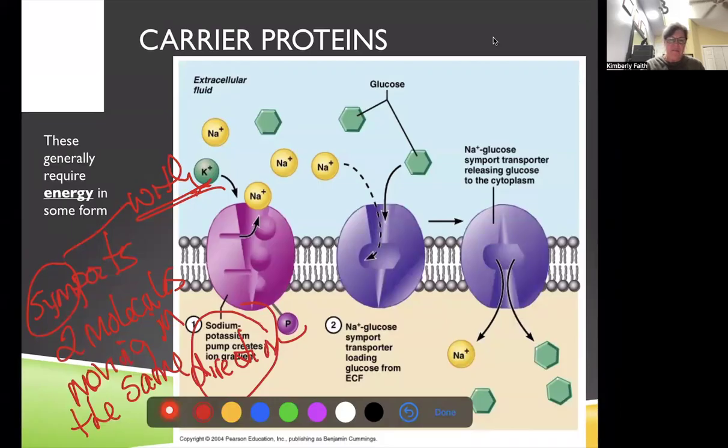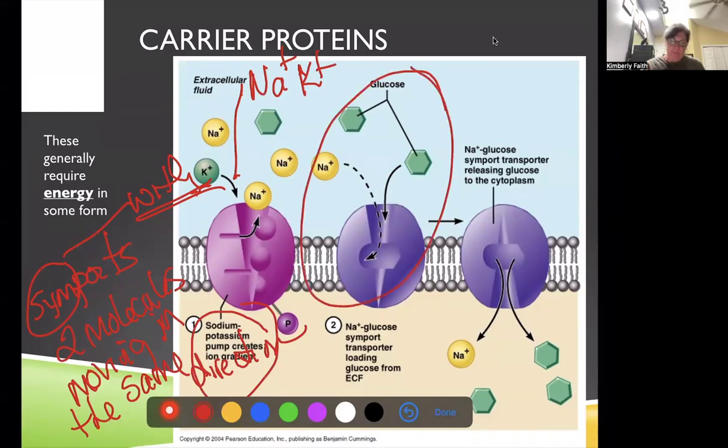So this one here is a sodium potassium pump, and I'm going to talk about that one in a lot more detail. It's very important for you guys to know. But this one's that symport I was talking about. So you have the sodium that comes in and it's going to bring glucose, and then it's going to change shape and let go of the sodium and the glucose.